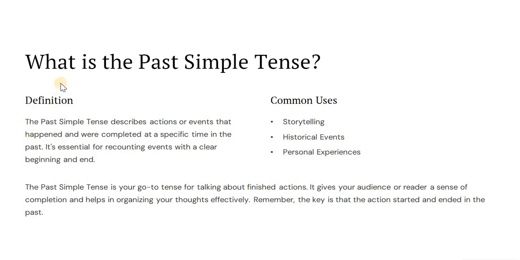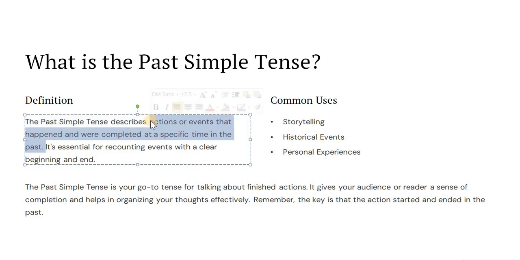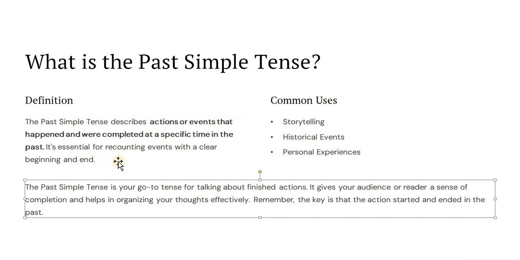Definition. The simple past tense describes actions or events that happened and were completed at a specific time in the past. So this is very important, and you should remember it. It is essential for recounting events with a clear beginning and end. Commonly, we use it in storytelling, historical events, and personal experiences.